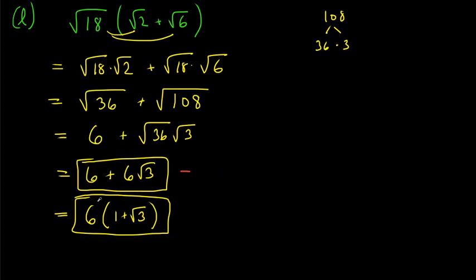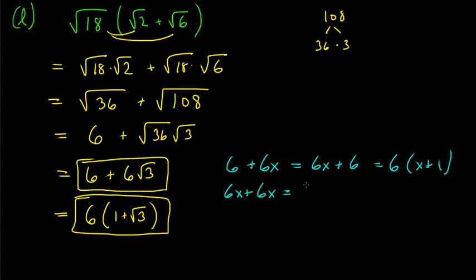You know, these are not like terms. Think about 6 plus 6x. That's not 12x, it's just 6x plus 6. You can factor out the 6, but you're not adding 6 plus 6. It's 6 plus 6x. Two different things, unlike terms. If you had 6x plus 6x, well, then you would have 12x. Like terms. Those you can add. So just make sure you don't fall into that trap here.